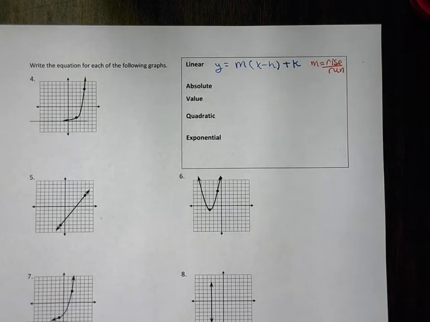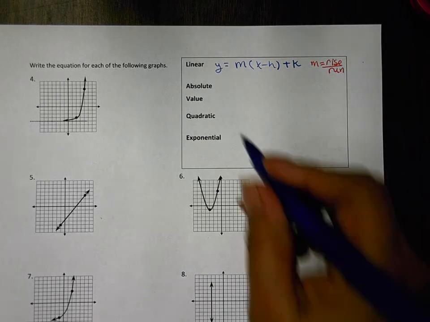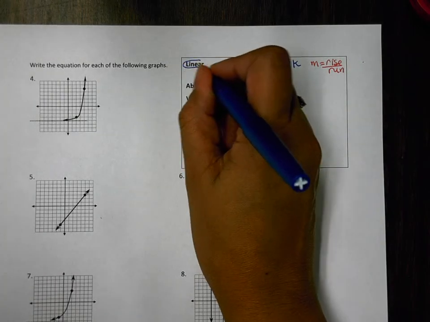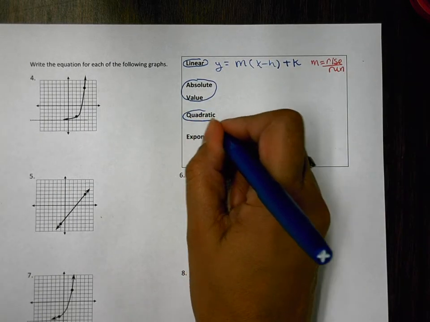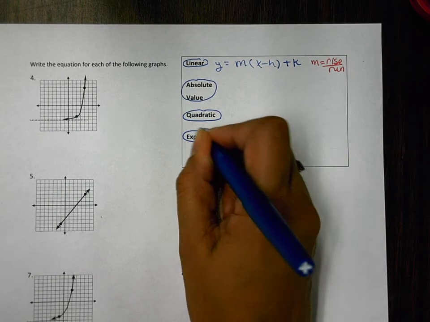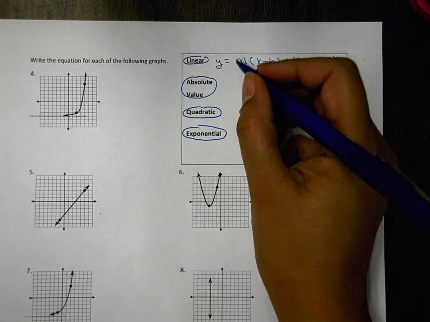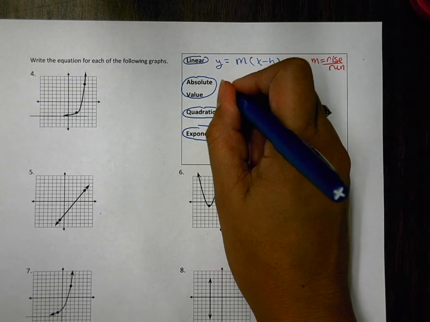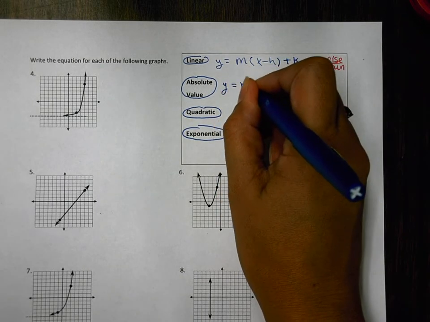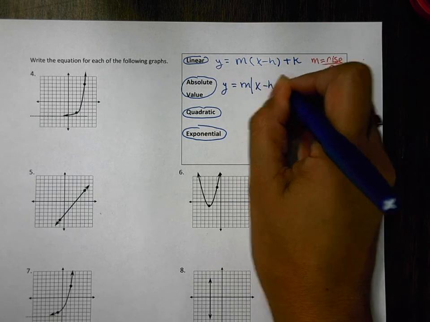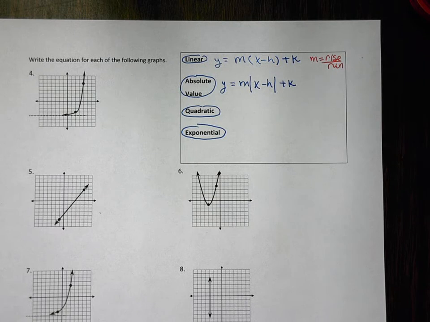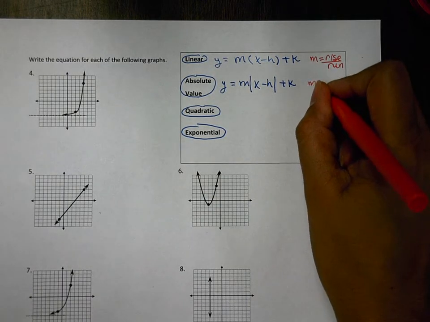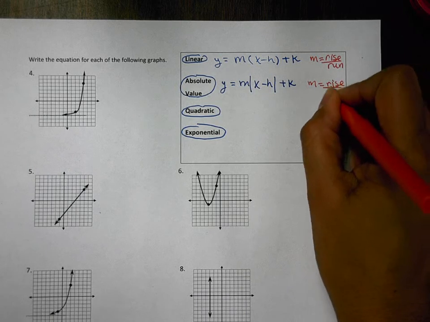All right, next one, absolute value. This is one whole one together. Okay, I know it looked like a different one because of that space. Okay, absolute value is y equals m absolute value x minus h close absolute value plus k. It looks just like that one, but instead of parentheses, it has the bars. And again, m equals rise over run.